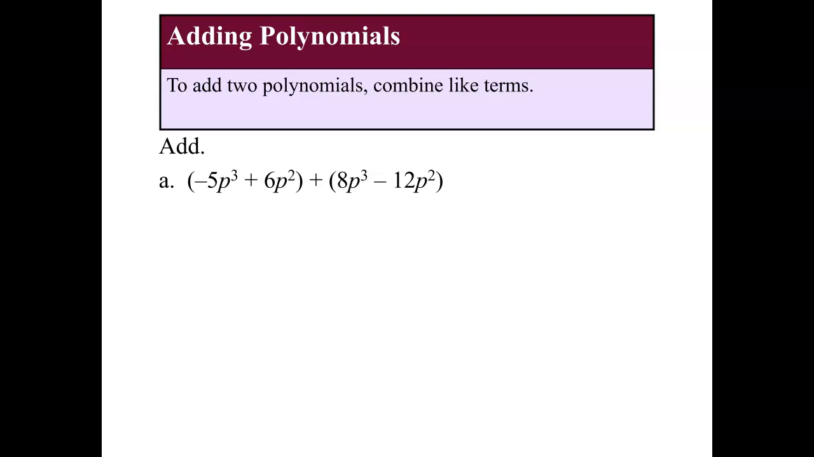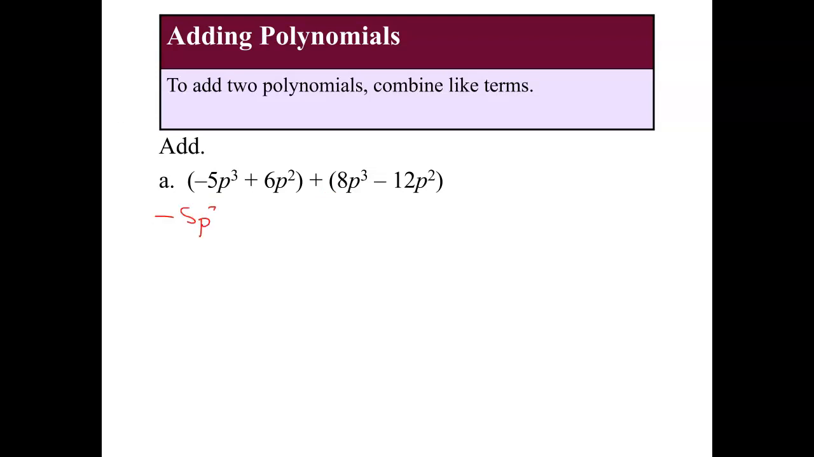So whenever you see these parentheses, all you have to do is make sure, do I have anything to distribute? If the answer is no, then you can just get rid of the parentheses. They're just saying, take this polynomial and add it to this polynomial. So we're taking our first polynomial and we're adding it to our second polynomial by just combining like terms.